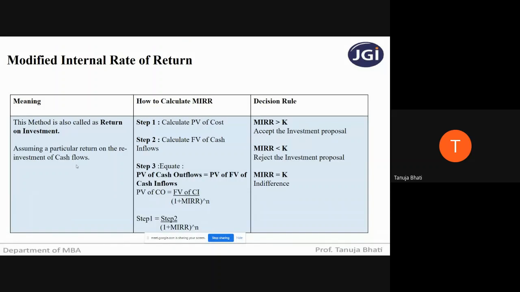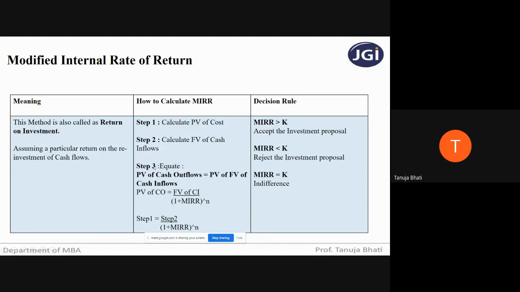Now, how do we calculate the MIRR? It has simple 3 steps, students. No headache. Only 3 steps and you will get the answer. First step is you have to calculate PV of the cost. Cost is nothing but the cash outflow. Present value of cash outflow, everyone knows how to calculate it. We have seen it several times in our previous lectures. Next, step 2 is calculate the future value of cash inflows.